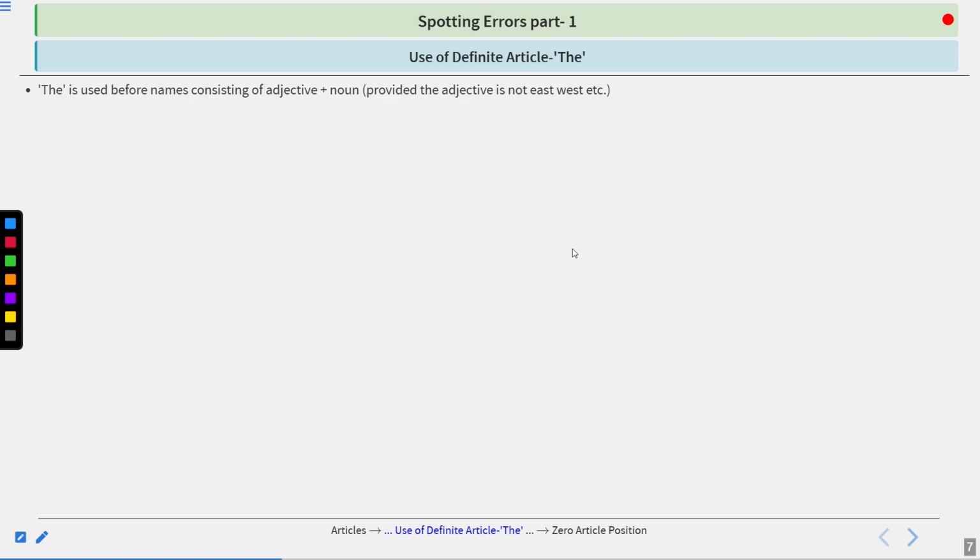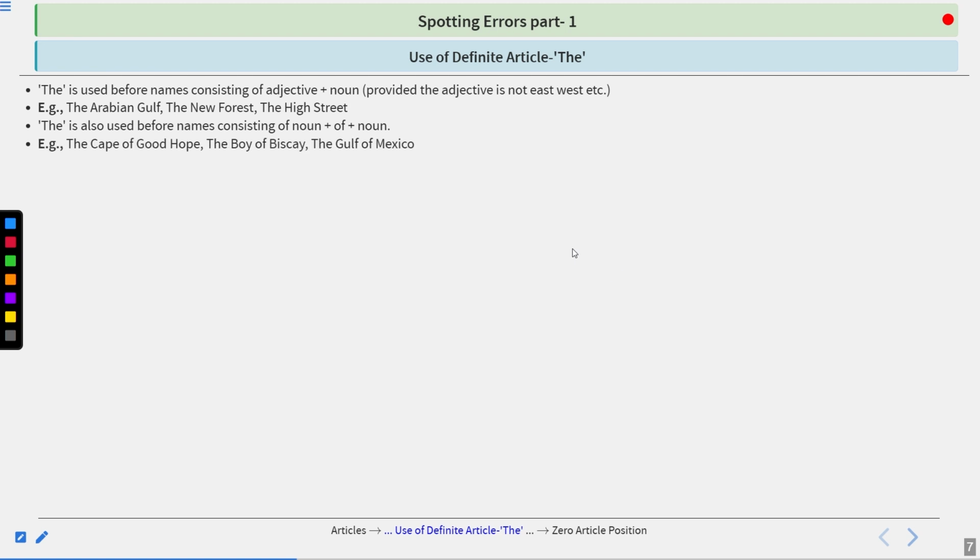Use of definite article the. The is used before names consisting of adjective plus noun, provided the adjective is not east, west, etc. The Arabian Gulf, the New Forest, the High Street. Here you can see street is a noun and we have put an adjective, high, before it. The is also used before names consisting of nouns: the Cape of Good Hope, the Bay of Biscay, the Gulf of Mexico.